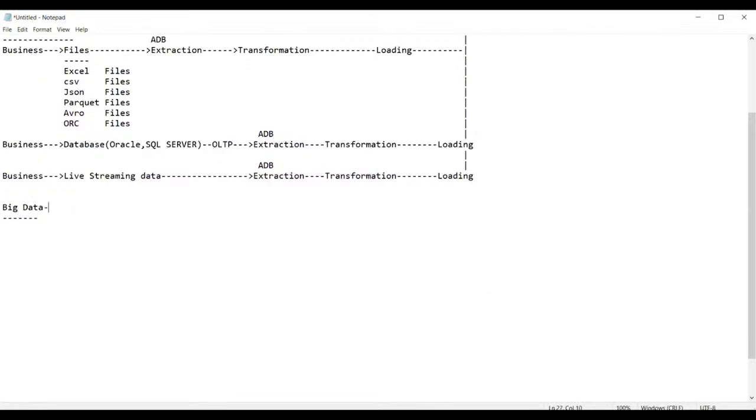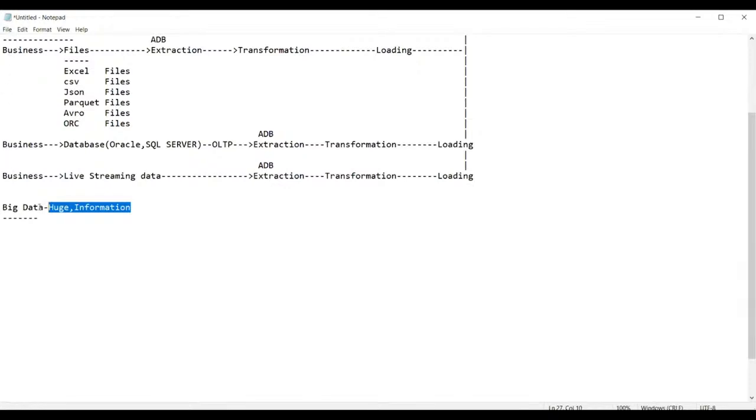Big means what? Huge, or massive, you can say. Data means information. So we can say huge information, or massive information, is called big data. Where you have a massive amount of information, it is called big data. Ultimately, we get the big data from all these businesses only.